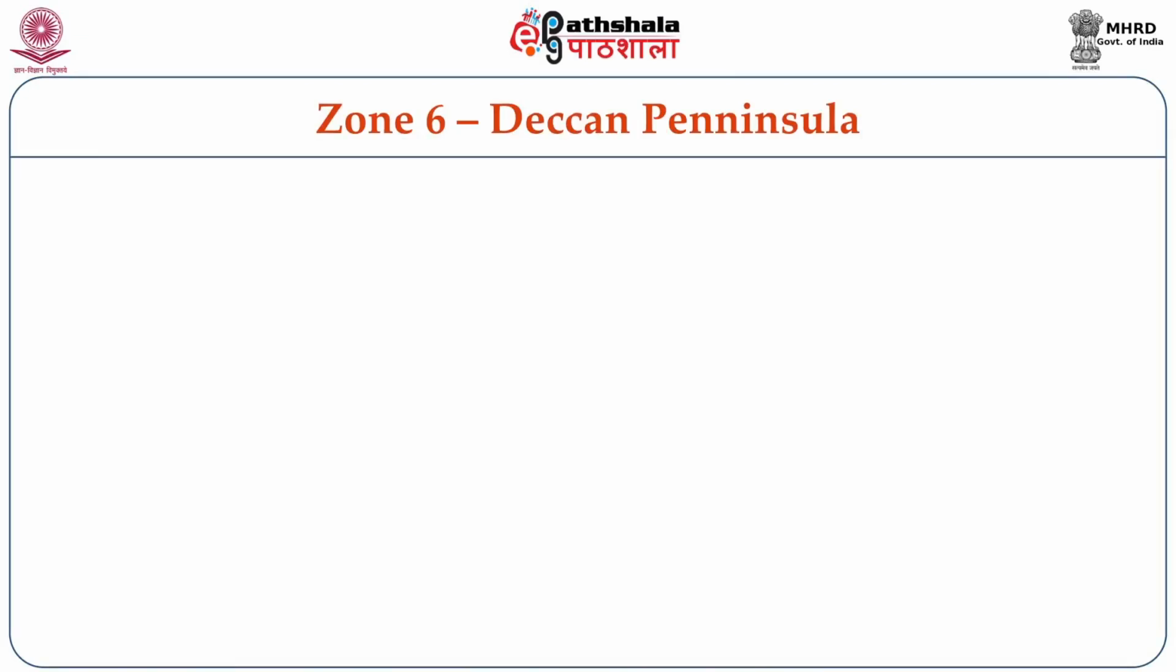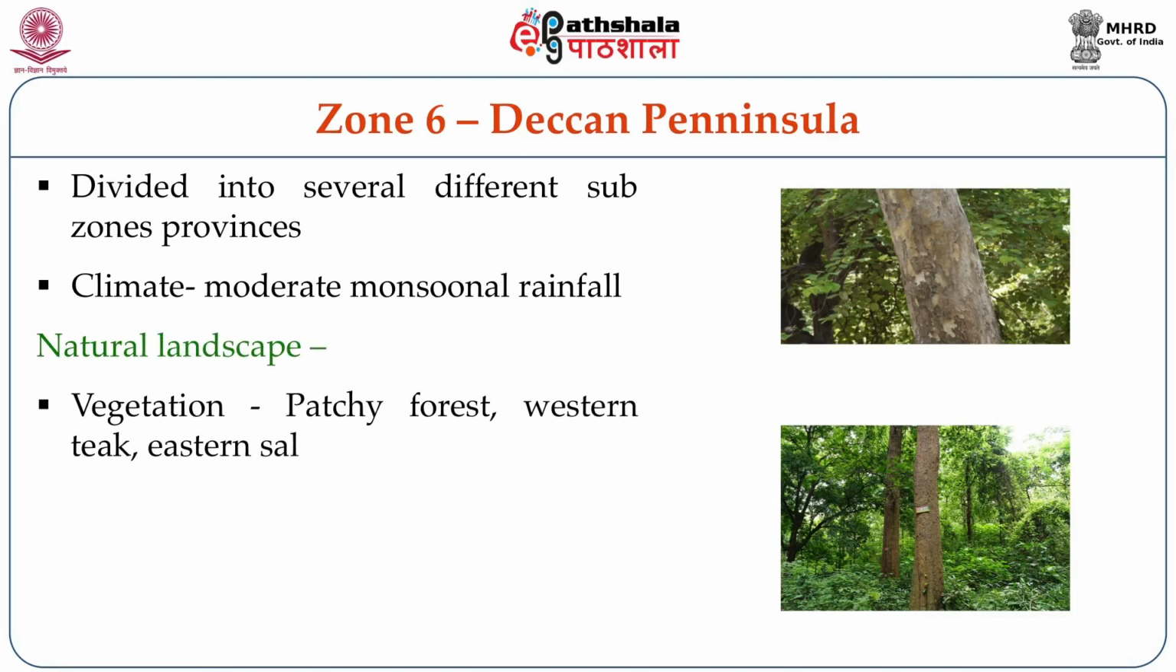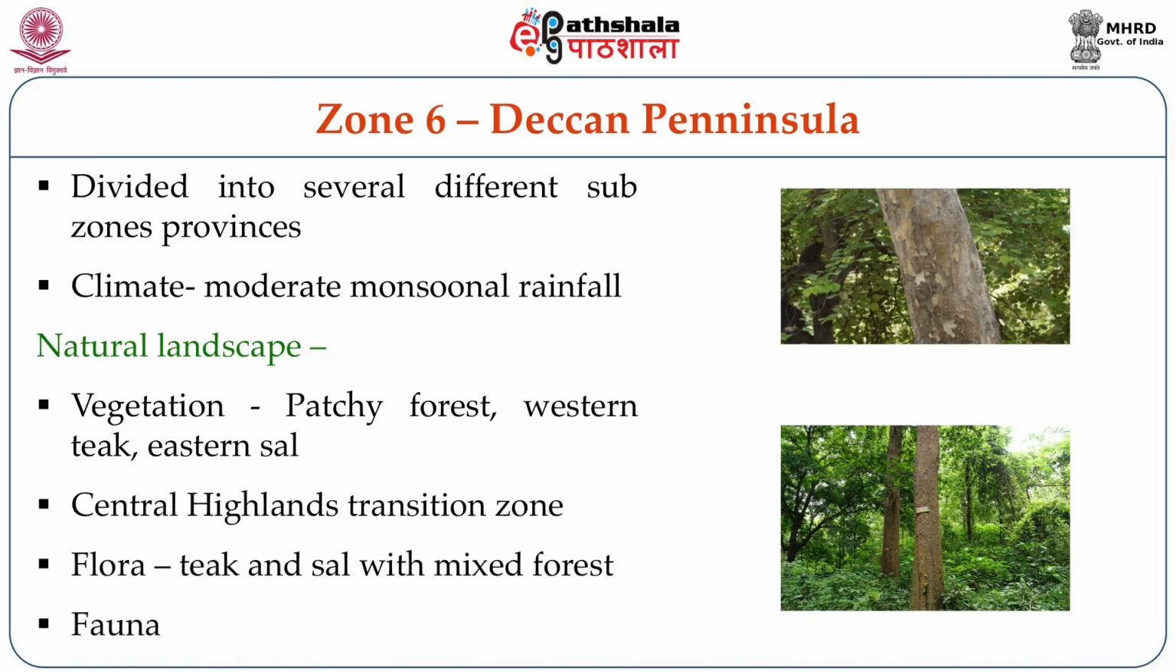The largest zone in our country, the sixth zone, is the Deccan Peninsula. This has got multiple provinces within them, according to Rogers and Pawar, and they're therefore divided into these many, many subzones. It has a moderate sort of monsoonal climate across the zone as a whole, but much of it can also be very, very arid, like in the Deccan Plateau itself. The natural vegetation consists of patchy forests. The western would be normally teak, the more eastern would be normally sal forest. And a very special zone in this is the central highlands around the Tapi and Narmada rivers, which again is a very different type of biotope.